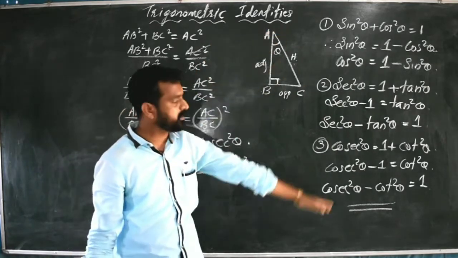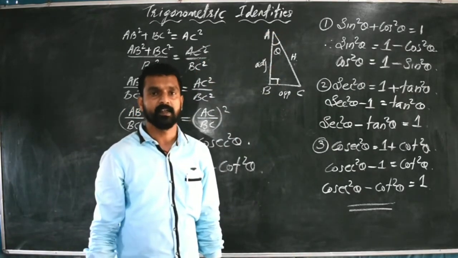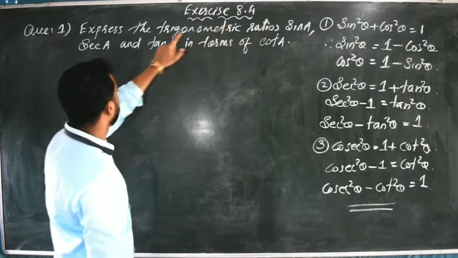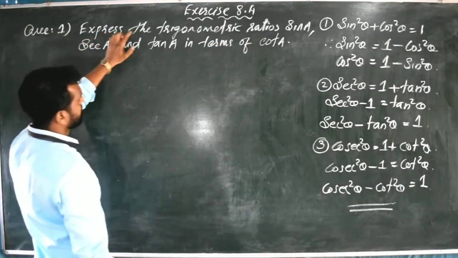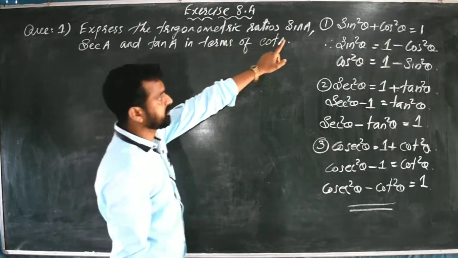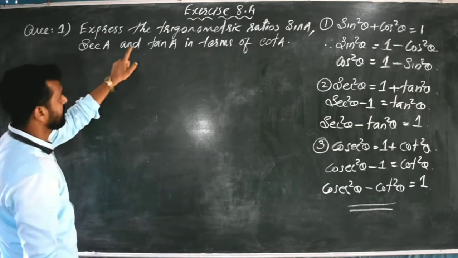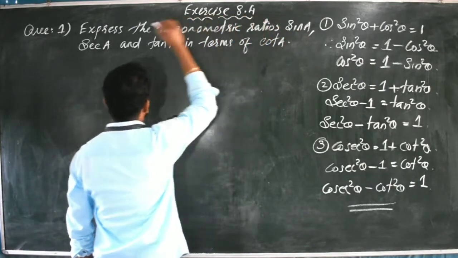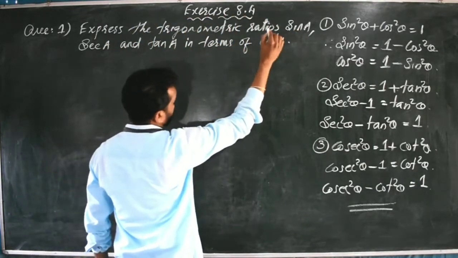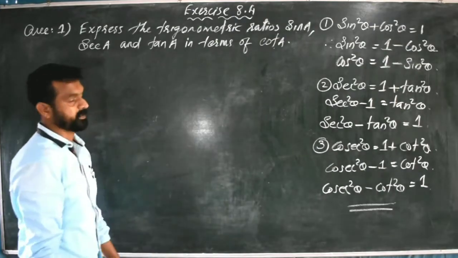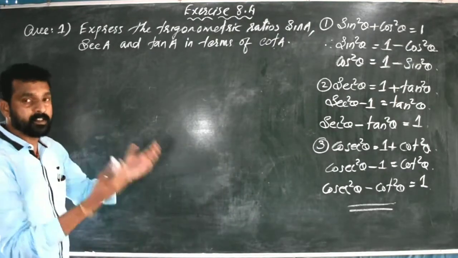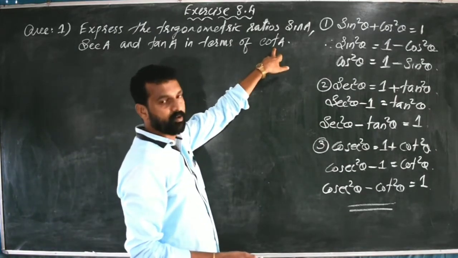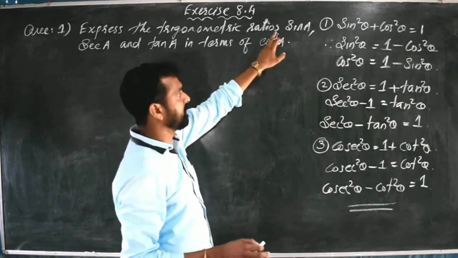Now we are going to use these 9 trigonometric identities in the next exercise. So let's start the next exercise. Exercise 8.4, question number 1. Express the trigonometric ratios sin A, sec A and tan A in terms of cot A. We have to express sin A, sec A and tan A in terms of cot A. That means sin A is equal to, we have to get an answer in which only cot A should be there. So that is the question.